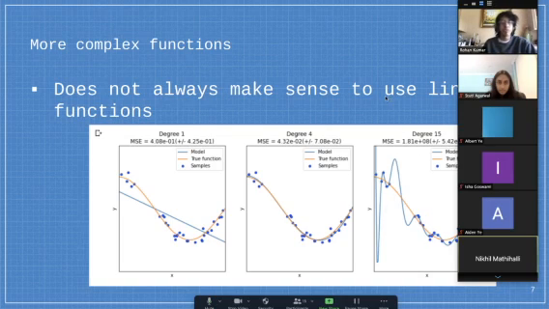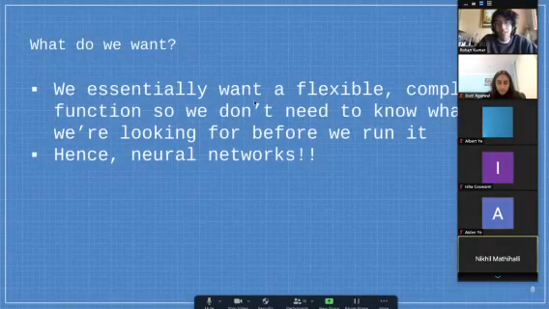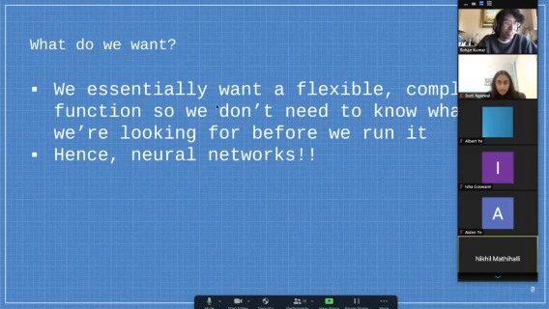So essentially, what we want to do as computer scientists is make a flexible, complex function that can map all of these different functions. We could do lines, quartics, quintics, anything. But we should not have to know what the function is beforehand. We should just be able to chuck in some data and it will spew out an epic model. That is what neural networks are for. Now Mason will be talking about what neural networks do.